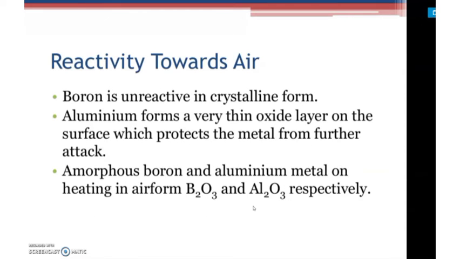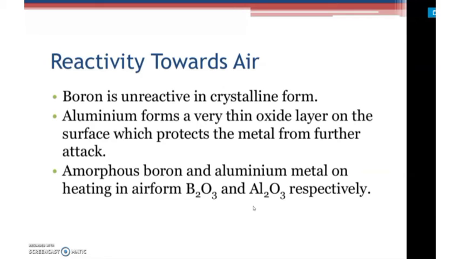Then we'll see the chemical properties. First one is reactivity towards air. Boron is unreactive in crystalline form. Aluminium forms a very thin oxide layer on the surface which protects the metal from further attack. If you check with iron, we know the corrosion of iron, but aluminium first forms a thin layer, then this thin layer protects the metal from this type of corrosion.